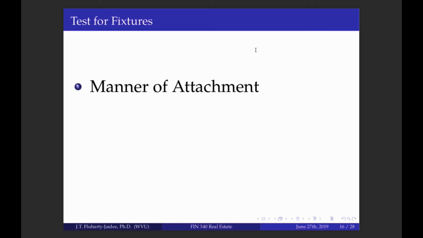So we have a test for fixtures. The major test for fixtures to determine whether they are affixed to the property or not, and therefore part of real estate, is the manner of attachment. Is it physically attached? Okay? If it's on wheels, not physically attached. If it's on cinder blocks, physically attached. Okay? That's the manner of attachment. And traditionally, manner of attachment was the only way we determined fixtures. Okay? But in modern days, it's gotten a little bit more complicated.